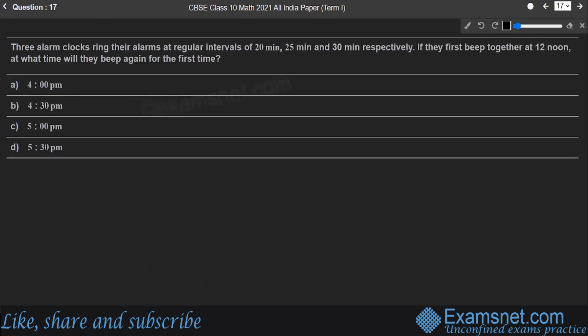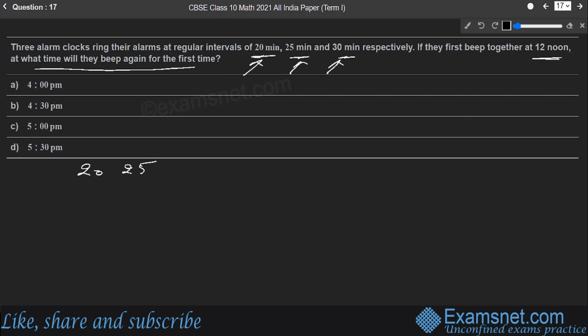Now the 17th question says: three alarm clocks ring their alarms at regular intervals of 20 minutes, 25 minutes, and 30 minutes respectively. If they first beep together at 12 noon, at what time will they beep together again for the first time? So this is a question of least common multiple. Whenever they will meet again has to be calculated, and you need the least common multiple only. So let us quickly find it.